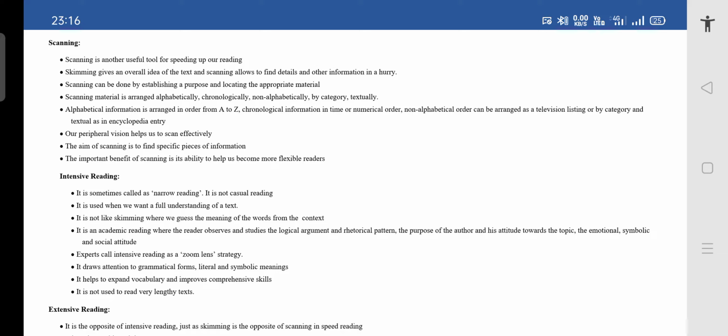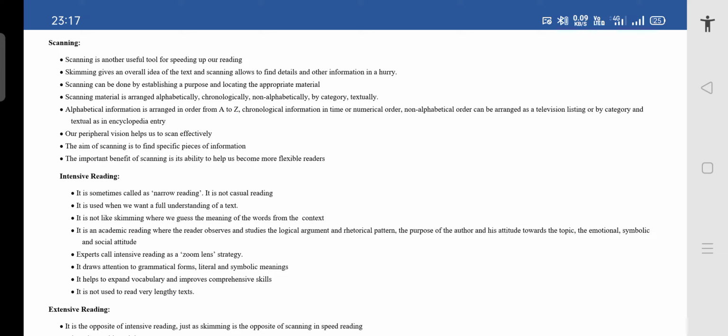Alphabetical information is arranged in order from A to Z. Chronological information is in time or numerical order. Non-alphabetical order can be arranged as a television listing or by category, and textual as in an encyclopedia entry.